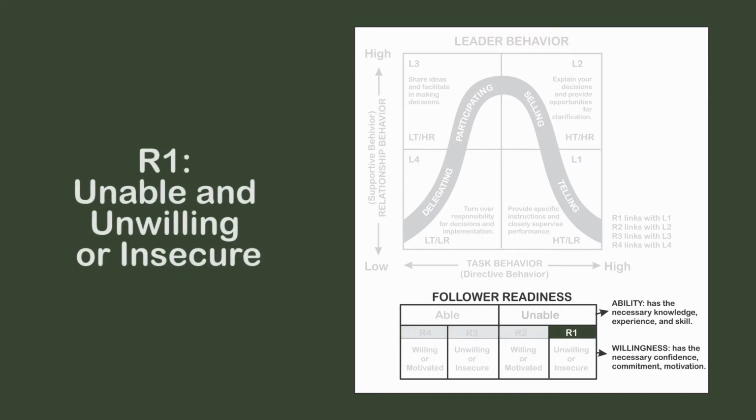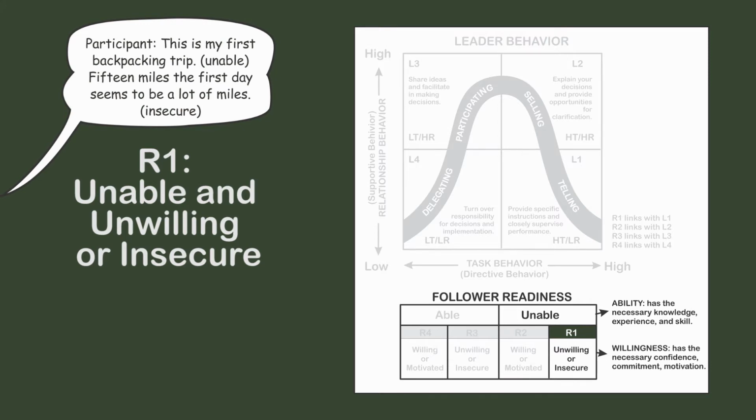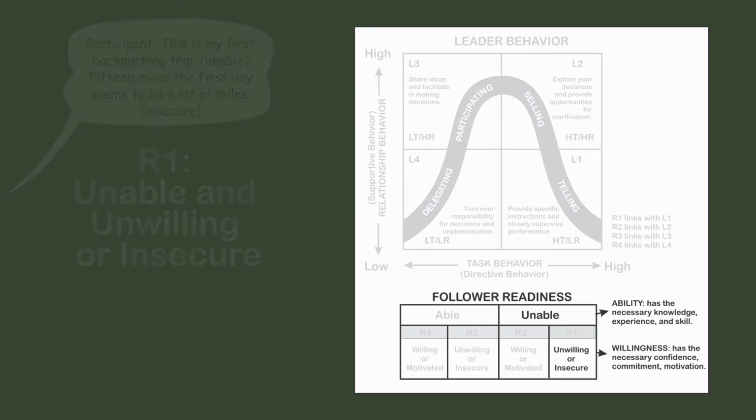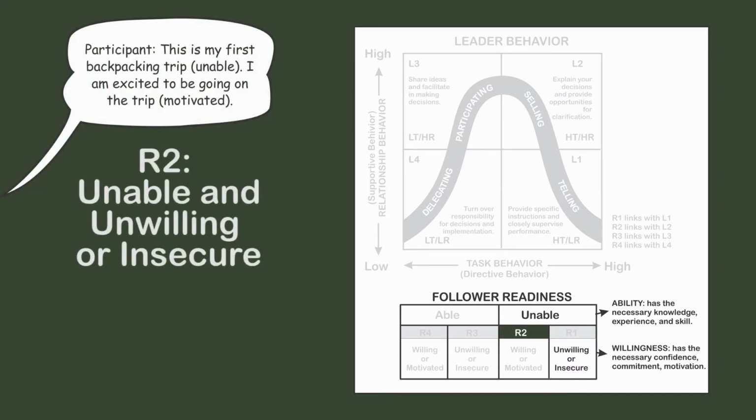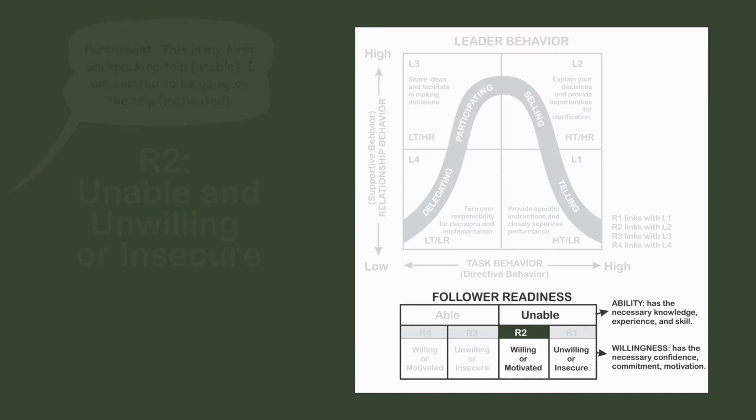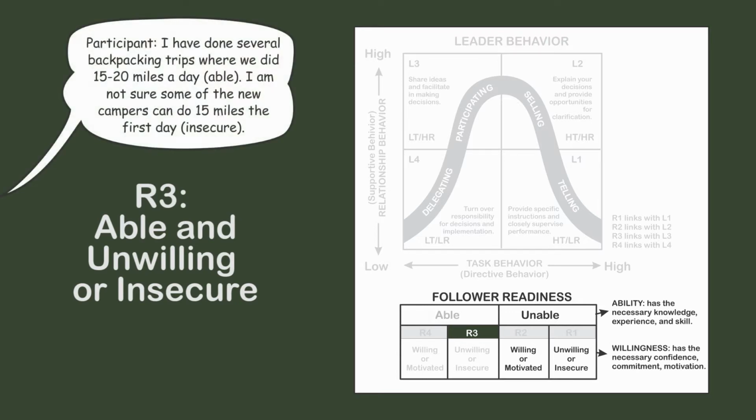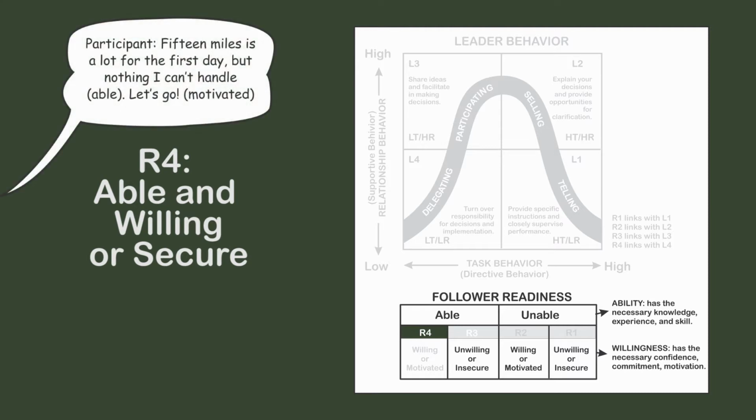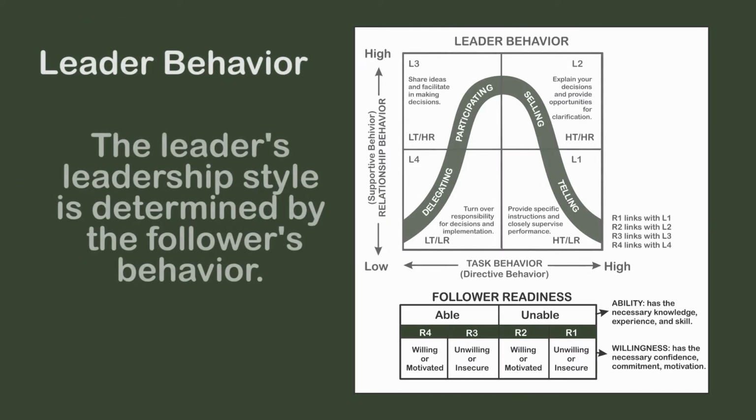The participant in an R1 readiness state is inexperienced or most likely unable, and they are hesitant or insecure about hiking 15 miles the first day. The participant in an R2 readiness state is also inexperienced and is most likely unable, but is excited or motivated about the backpacking trip. The participant in an R3 readiness state suggests considerable experience or is able, but expresses concern or is insecure on behalf of those, in this case, that are less experienced. The participant in the R4 readiness state suggests considerable experience or is able, and is motivated to go on the backpacking trip. The leader's response is determined by where the follower is at.